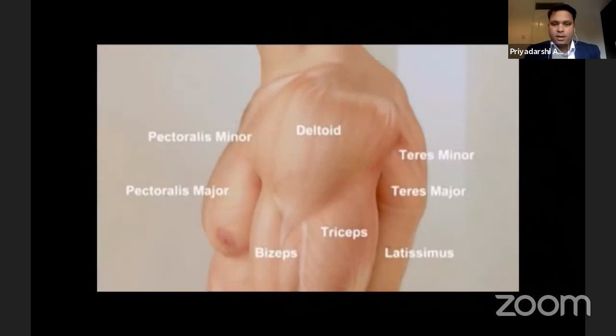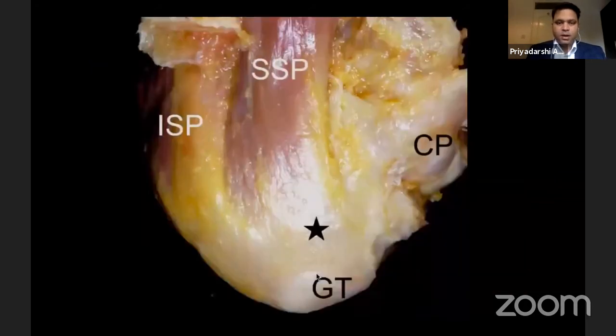Now let's look at the muscles around the shoulder. As we heard, it's an extrinsic muscle group and an intrinsic muscle group. The most important feature in the intrinsic muscle group, which we talk a lot about these days, is the footprint of the rotator cuff tendons.